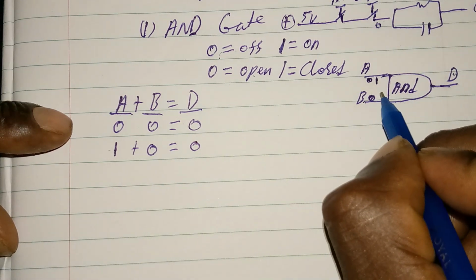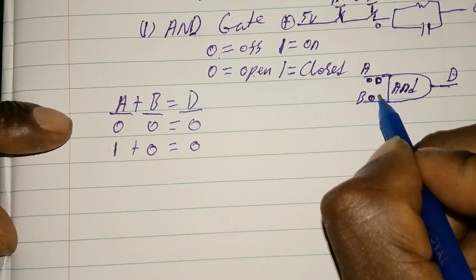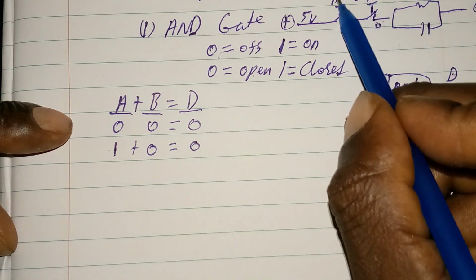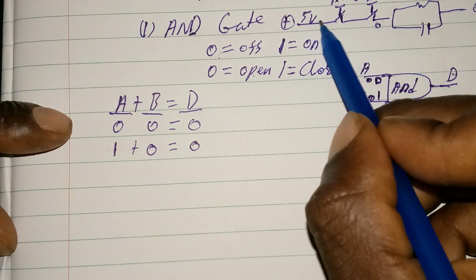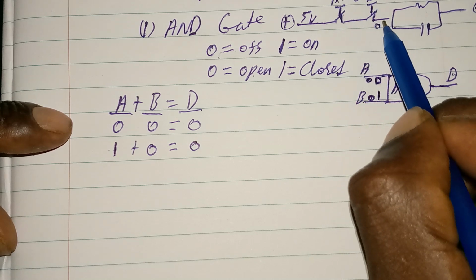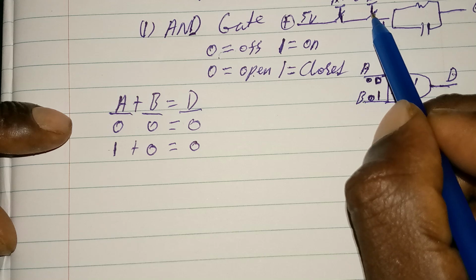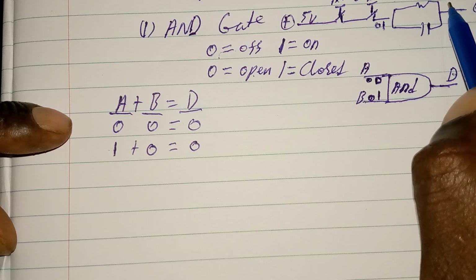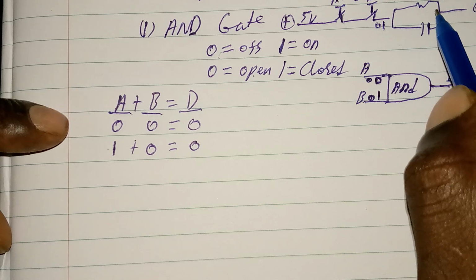Now, if we leave the A open and then we close the B, what do you think will happen? If we leave the A switch open and then we close the B switch, first of all, the voltage will not pass through the A switch because it is open, and the B here is closed. But since voltage cannot pass through the A, there is no voltage even to the B to energize the circuit. So the circuit is not going to energize. So here is also off. The circuit will remain off.